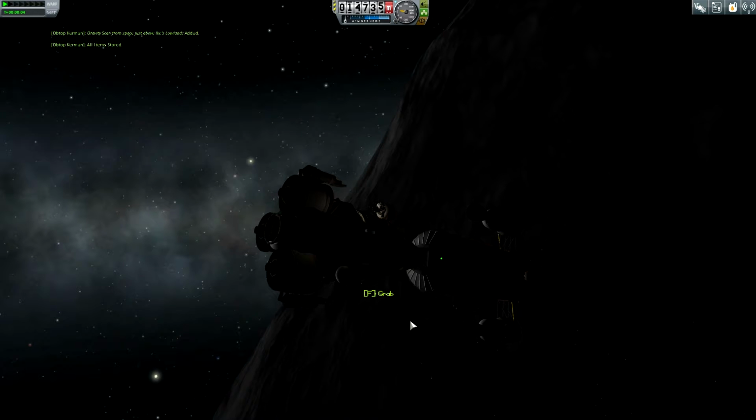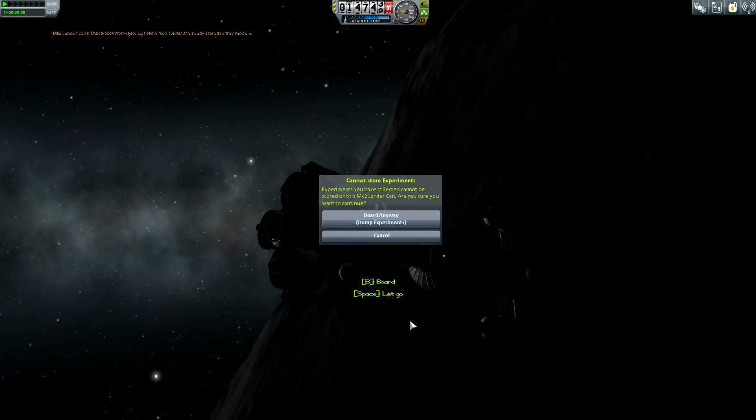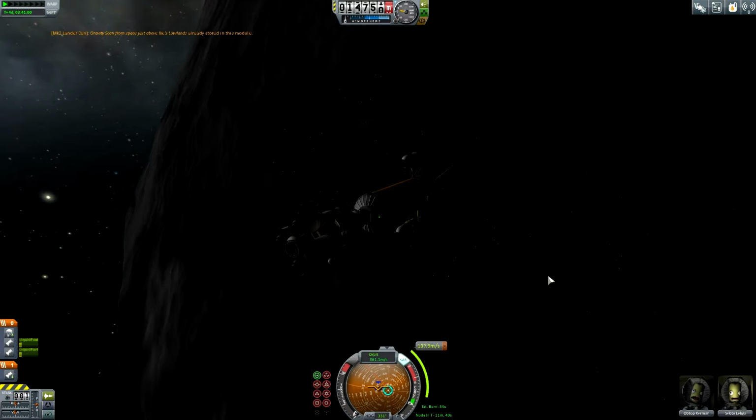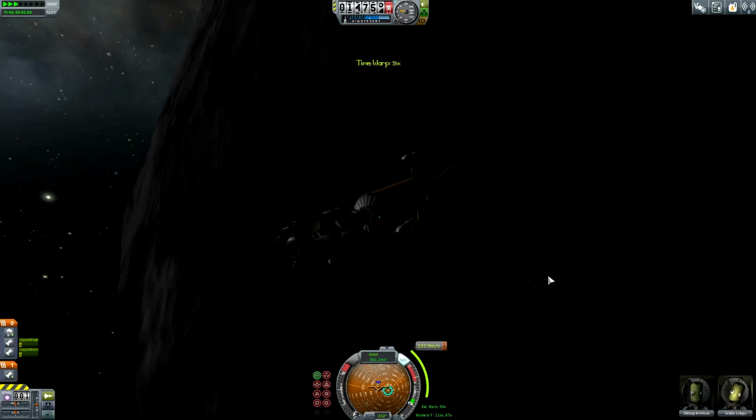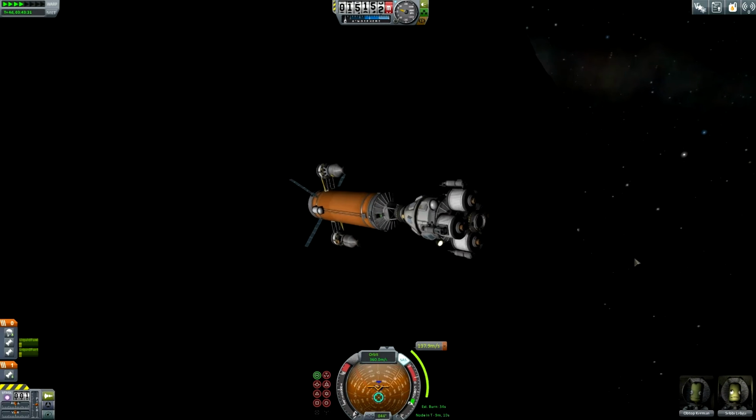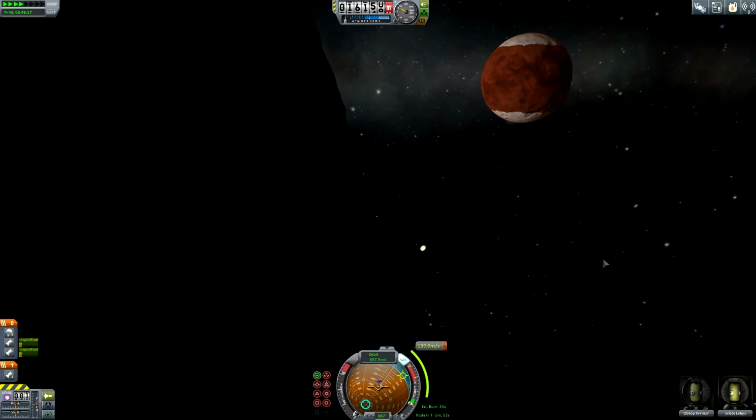Take data. Grab. And board. Okay, we have also done this experiment. That's sad. That's really sad. Okay, 11 minutes and 40 seconds to go. Okay, orbiting around. There is Duna again. That's good.